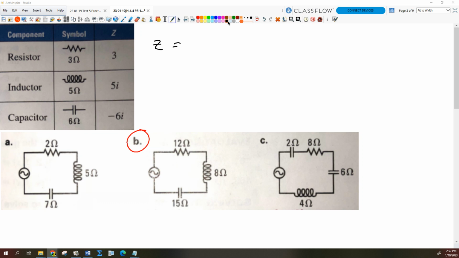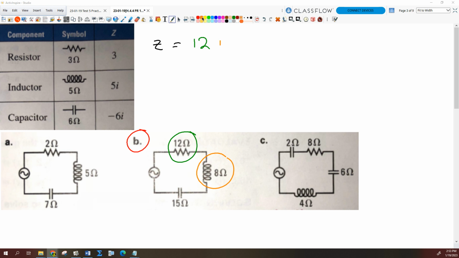Z is our impedance. Now, what is going to be the contribution of that 12 ohm resistor based on that chart? Well, if a resistor has, as an example, an impedance of 3 ohms, then the impedance of the resistor is positive 3. So it's 12, right? If this is a 12 ohm resistor, the impedance is 12, okay? How about the 8 ohm inductor?